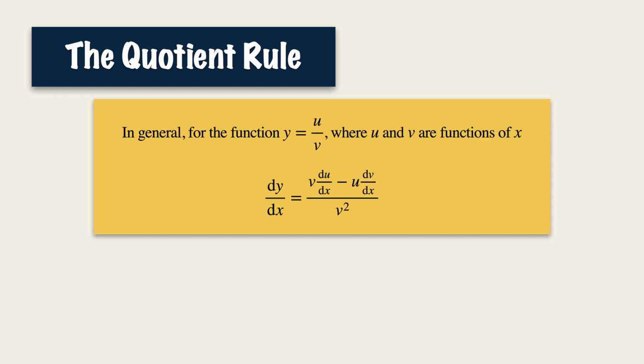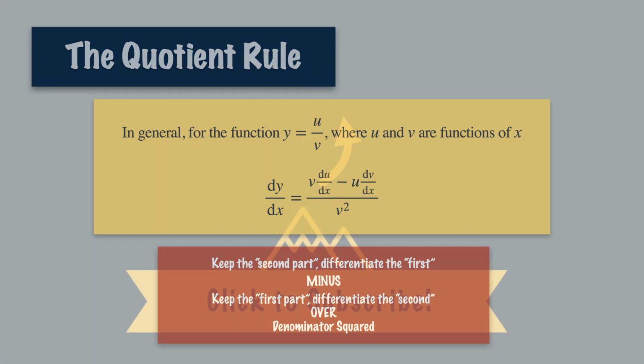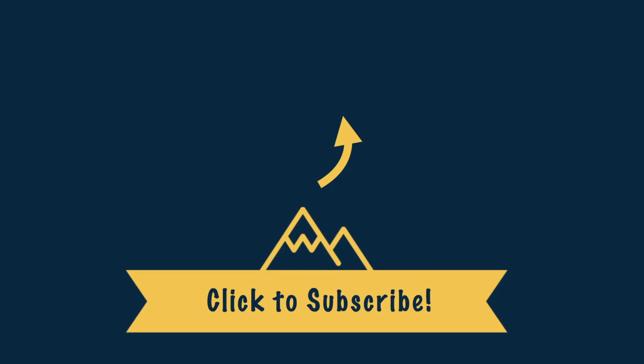Now in summary, this is the general formula for the quotient rule. If you have gone through the exercise above, you don't really need to memorize it, but just remember the flow that we have been using. Keep the second part, differentiate the first, minus, keep the first part, differentiate the second, over v squared, which is the denominator squared.